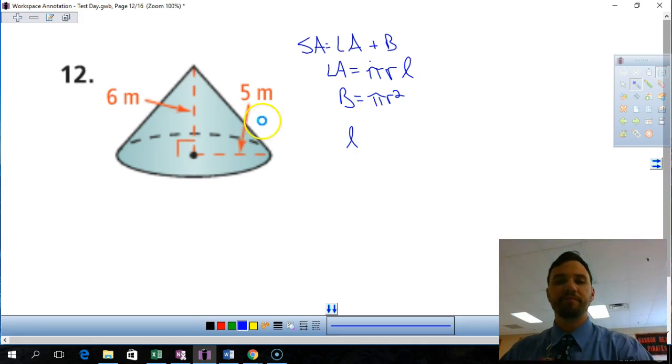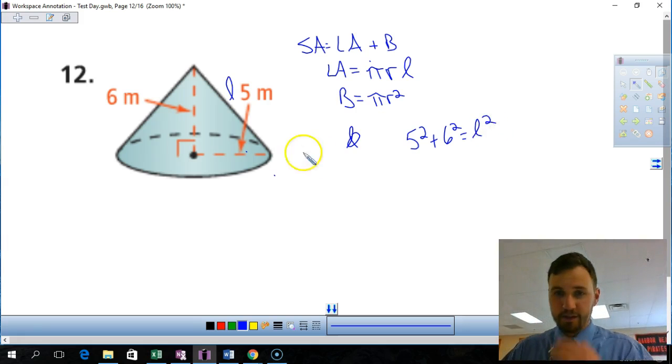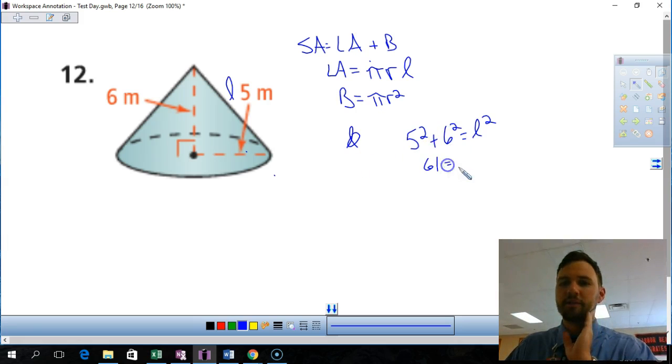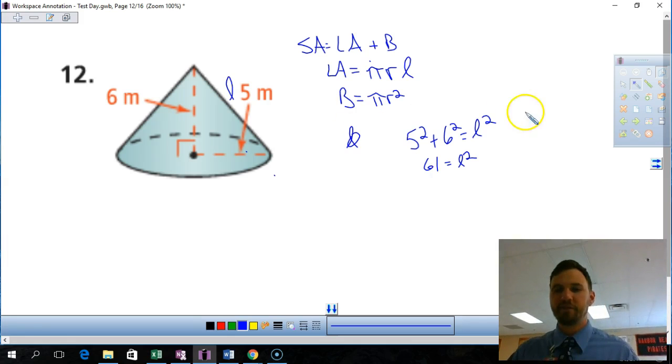So for slant height, oh no, it's not given to us, so I gotta use Pythagorean theorem. Right triangle. So I'm gonna do 5 squared plus 6 squared equals L squared. So I get 61 equals L squared. Square root it. 7.8. So that's my slant height.